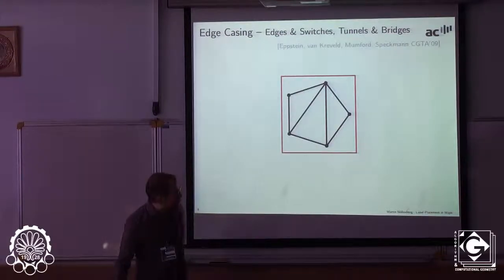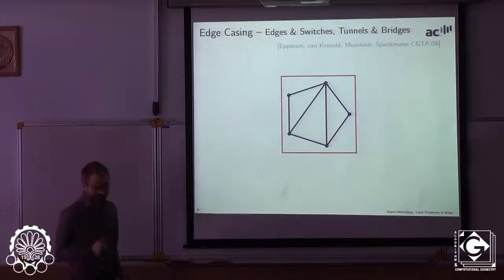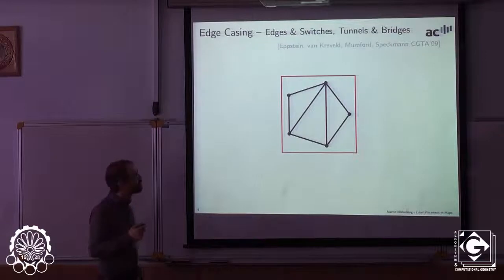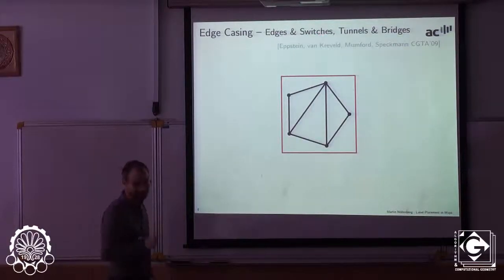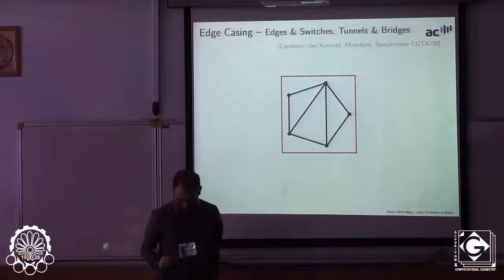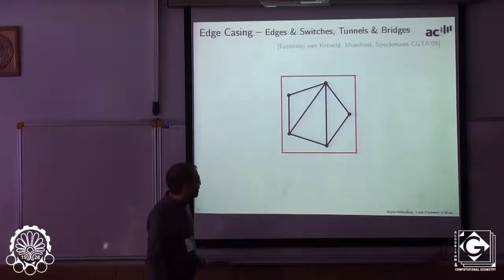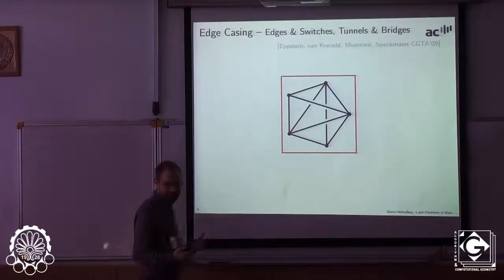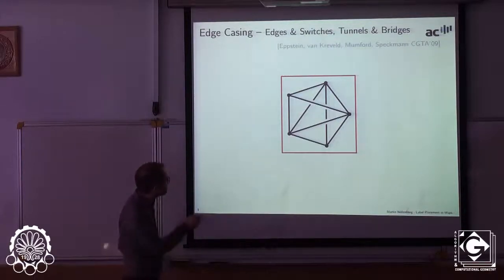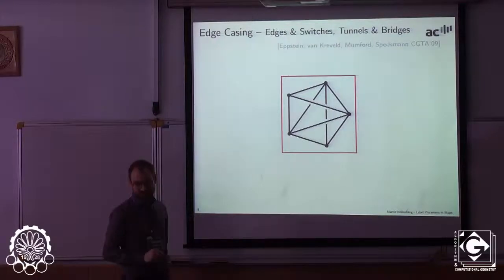Okay, so the next idea for beautifying crossings was this kind of edge casing model. And it's a paper with a nice title, Edges and Switches, Tunnels and Bridges, by Epstein et al. And here the idea is you start with maybe a planar drawing, and then one by one you add edges. And you can think of this as stacking the edges on top of each other. And then if you draw each edge as a black straight line with a white margin, then this is the kind of drawing that you create.